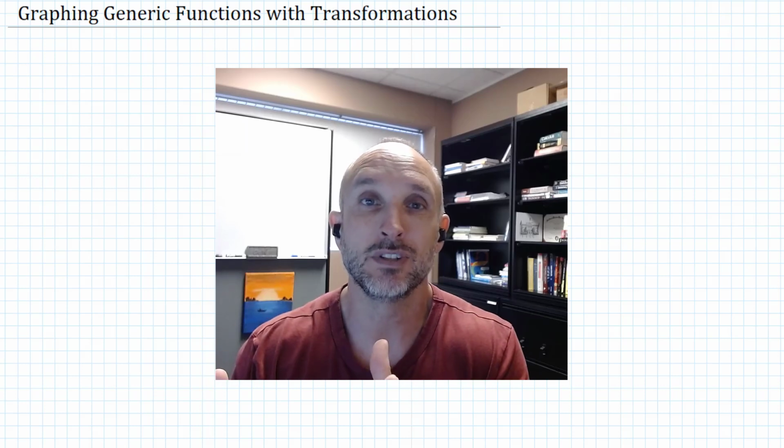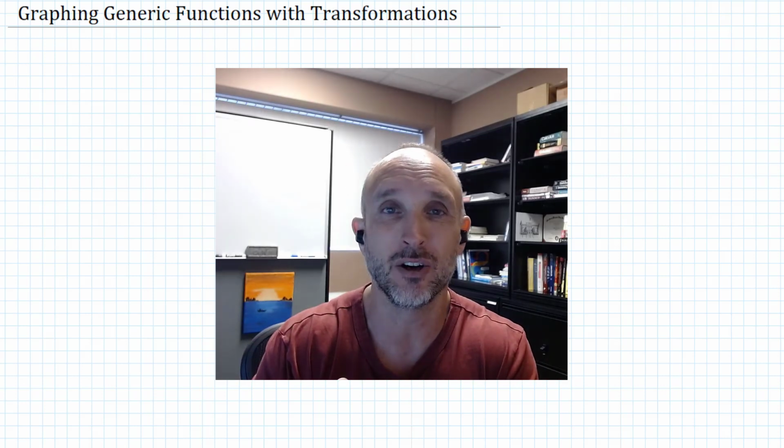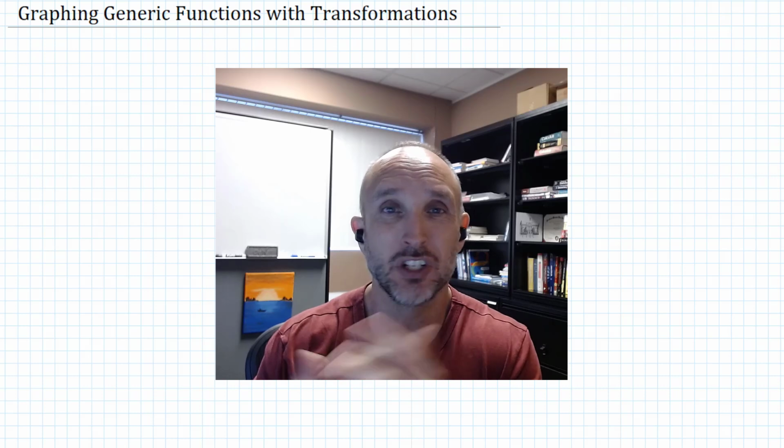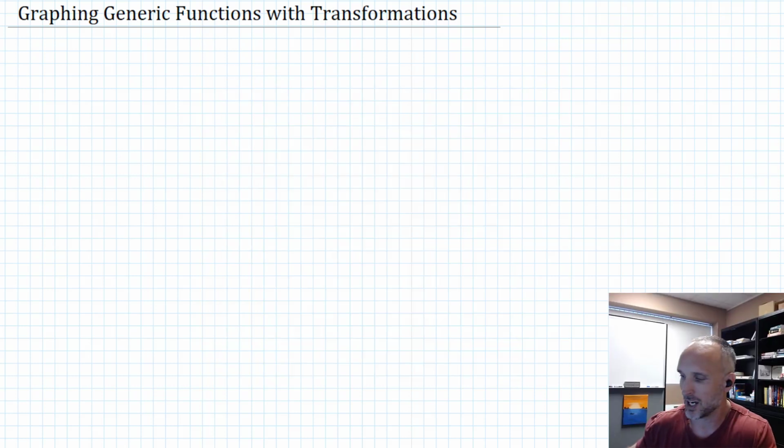So the beauty of using transformations to graph is you can use them on any function. And that's what we're going to exploit in this video. We're going to start with a generic parent function and apply transformations to it. We don't have to know a formula for the function or anything, but transformations still work. So let's start by recalling a little bit about our transformations, make sure we're all on the same page here.